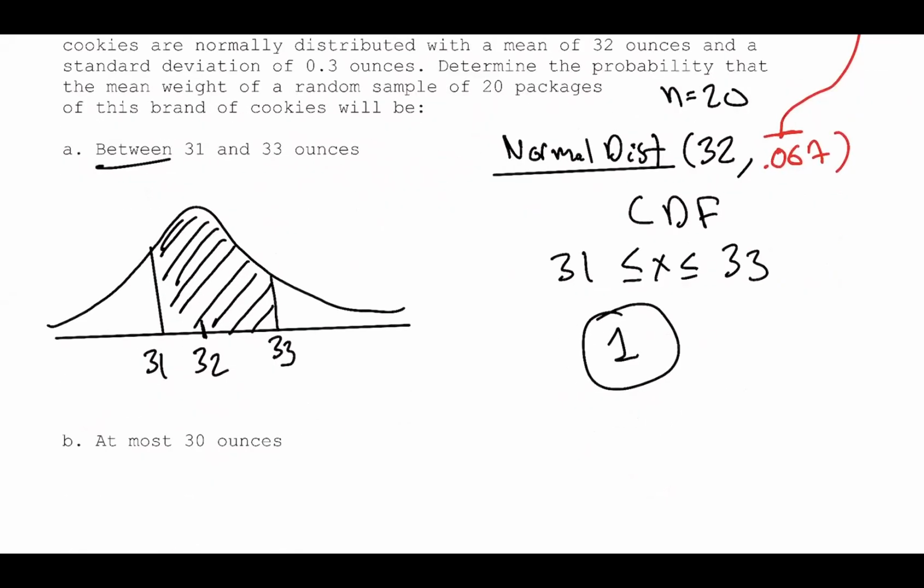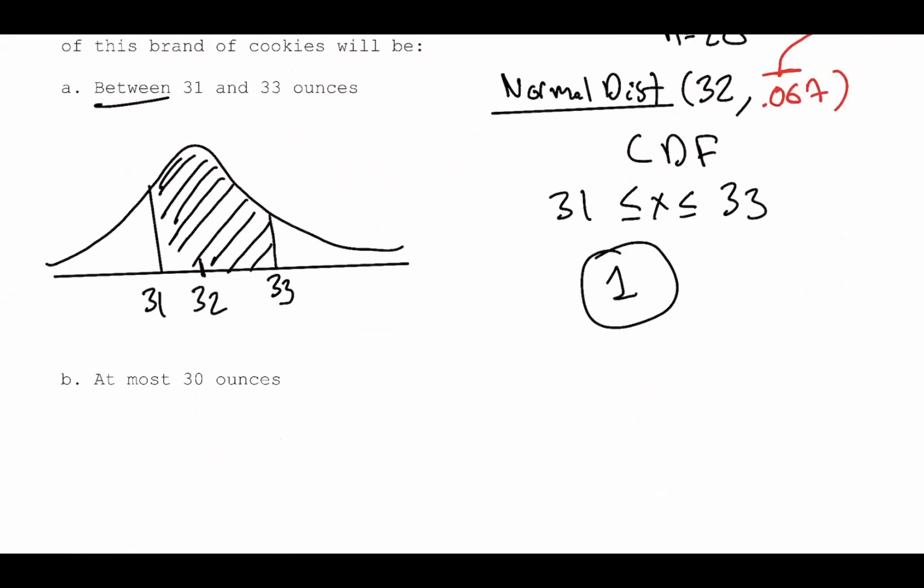All right, so part B says at most 30 ounces. Right here, 32. Here you go, 30. If it says at most, that means that's the max. So it could be 30 or anything below 30. So you want to shade everything to the left-hand side.